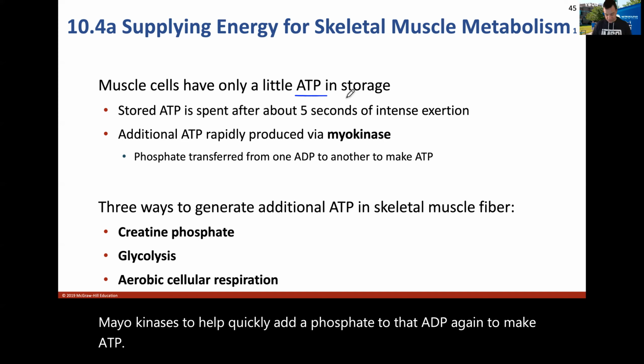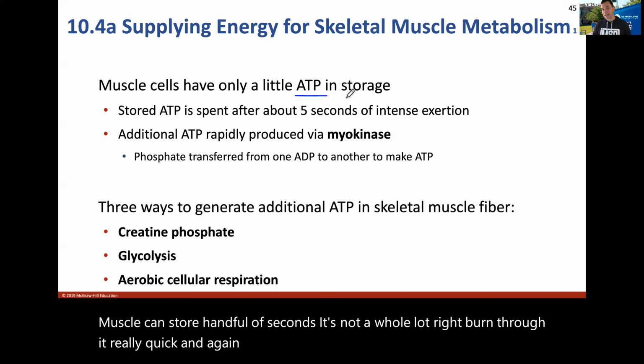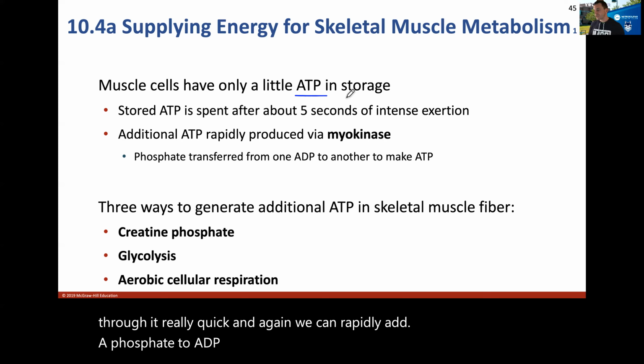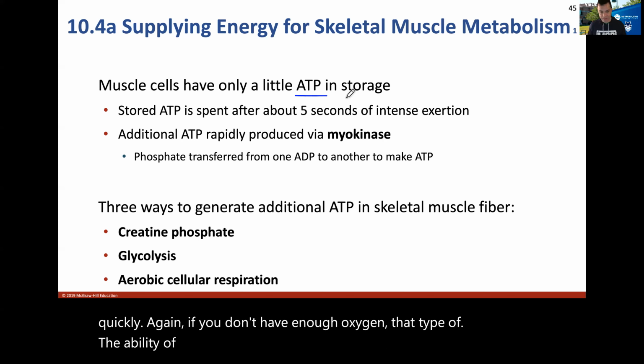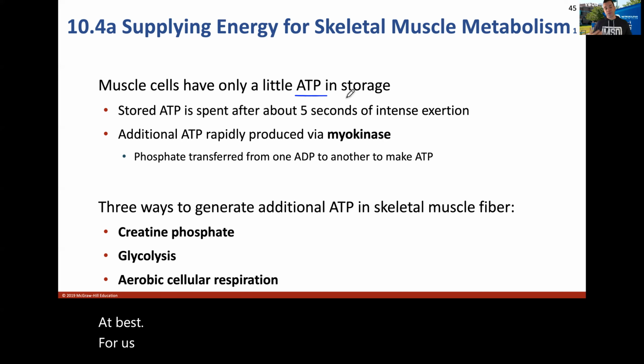So muscle can store a handful of seconds. It's not a whole lot, right? You burn through it really quick. And again, we can rapidly add a phosphate to ADP, phosphorylation, to give us more ATP relatively quickly. Again, if you don't have enough oxygen, the ability of our skeletal muscles to depend on that is minimal at best.